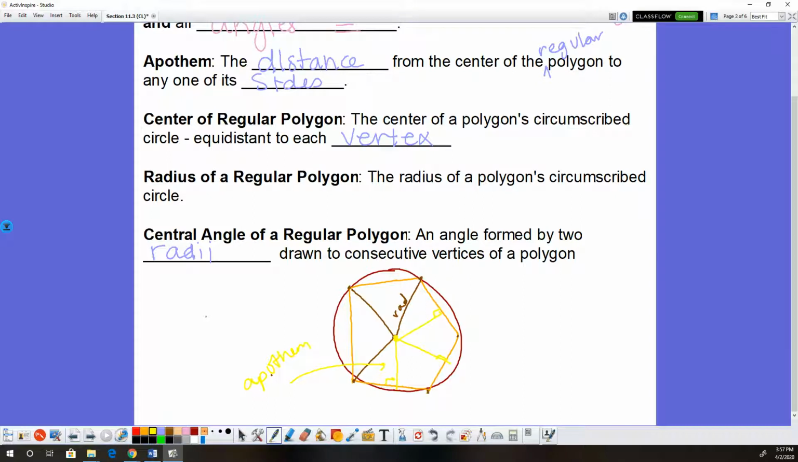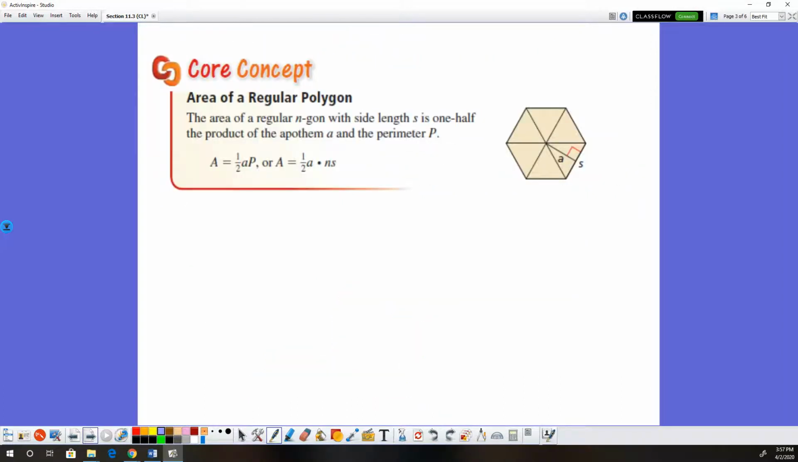Now, the cool thing about the apothems is it actually divides this segment into two congruent parts. It bisects it. It's the perpendicular bisector of that segment, which will be important here in a little bit. All right. The equation to find the area of any regular polygon is this. So the area is going to be 1/2 times the apothem times the perimeter.